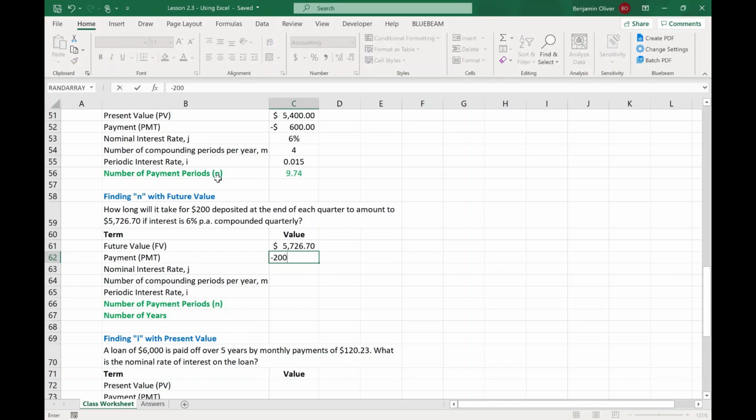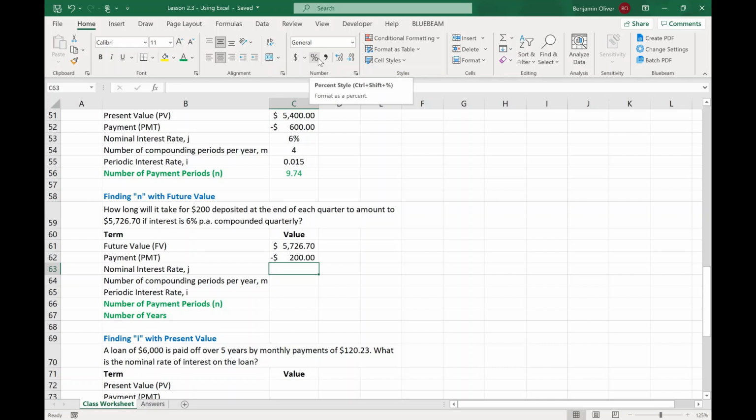Again, an outflow of cash. We write it as negative 200. Our nominal interest rate is 6%. Okay, so I'll select percent style up here and type in 6. Our number of compounding periods per year, it's again compounded quarterly, which means I'll select 4 here.